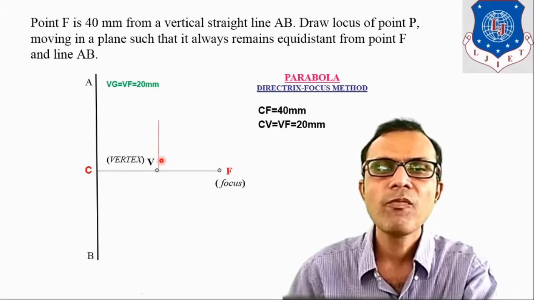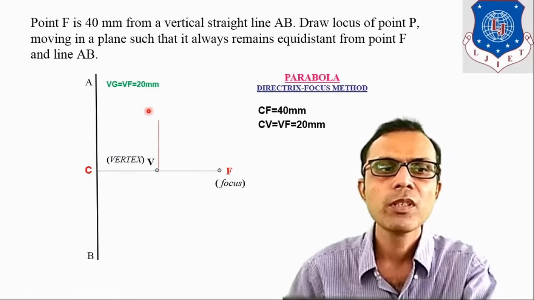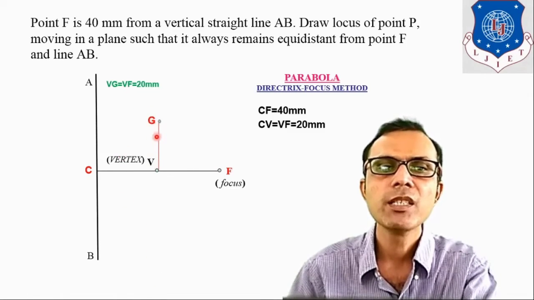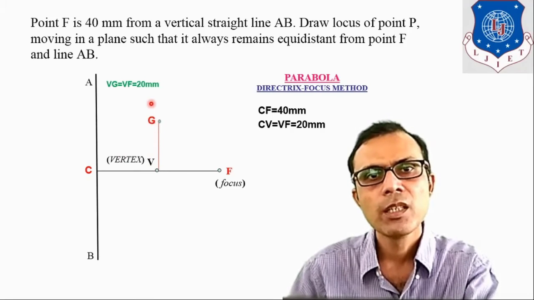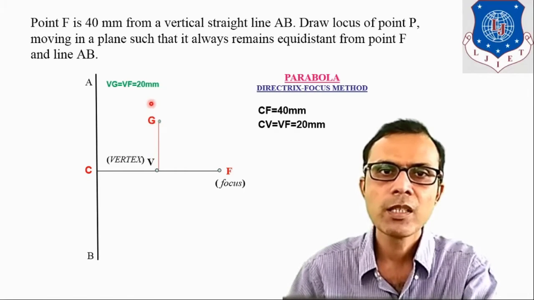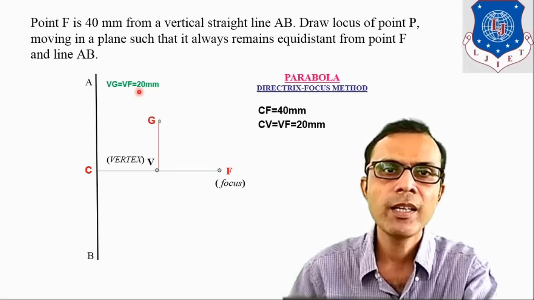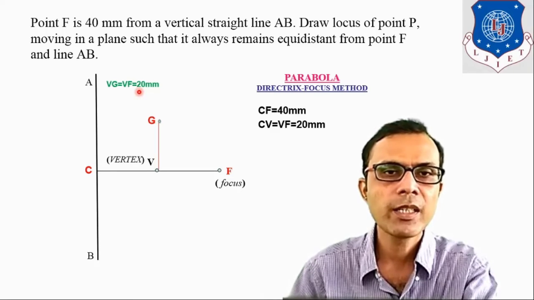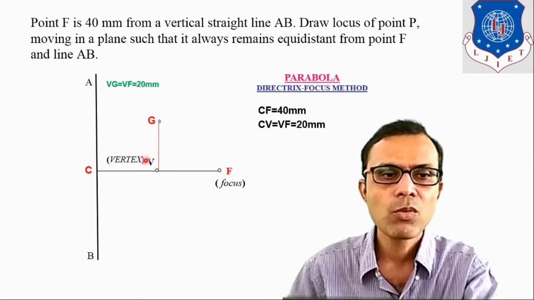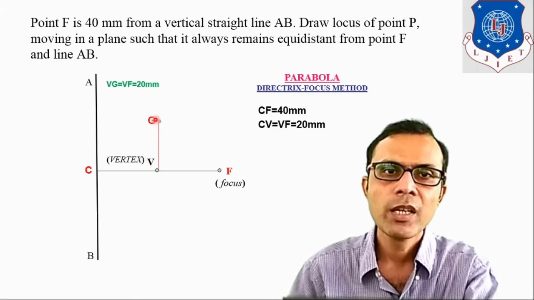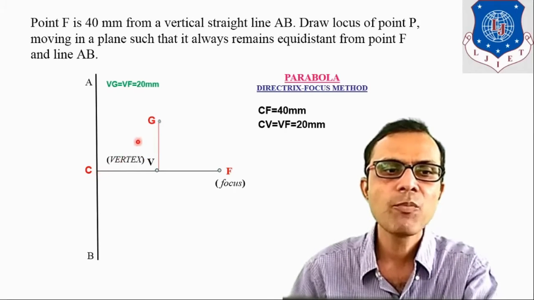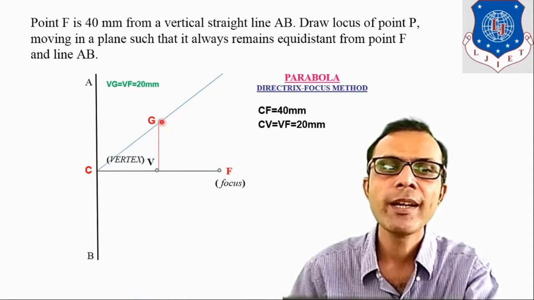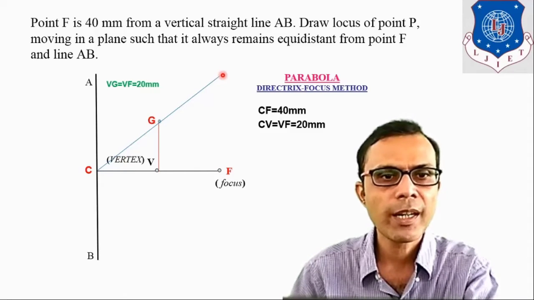Now from point V, we have to draw this vertical line VG. VG is always equal to VF, and in this case it is 20 mm. So VG is equal to 20 mm. Join point C and point G and extend it in the same direction up to a certain length.